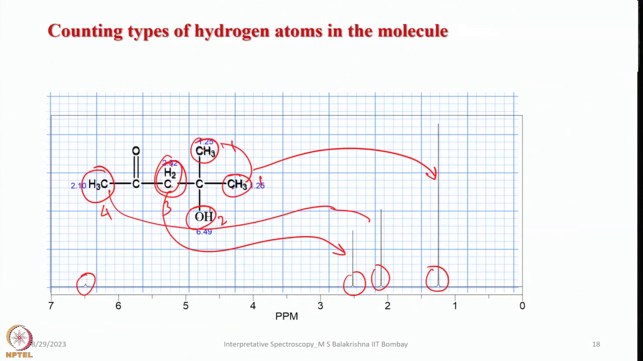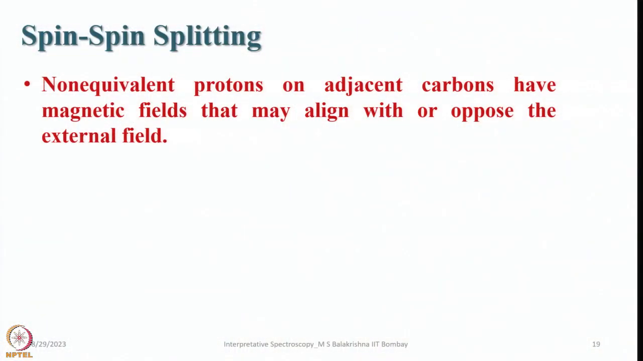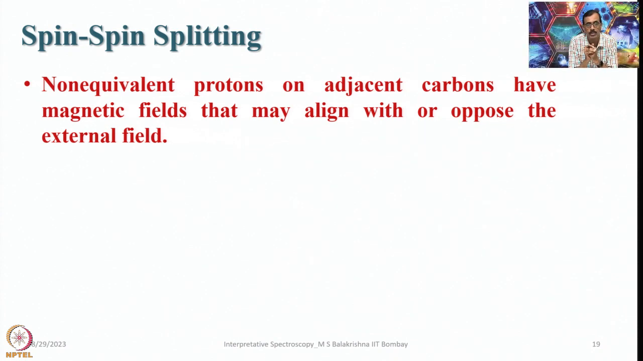So far, whatever we saw had only a single signal. Do we always see one signal, no matter how many protons or nuclei are there? That is not the case. Now let's look into this term. What is spin splitting? Non-equivalent protons on adjacent carbons have magnetic fields that may align with or oppose the external field.